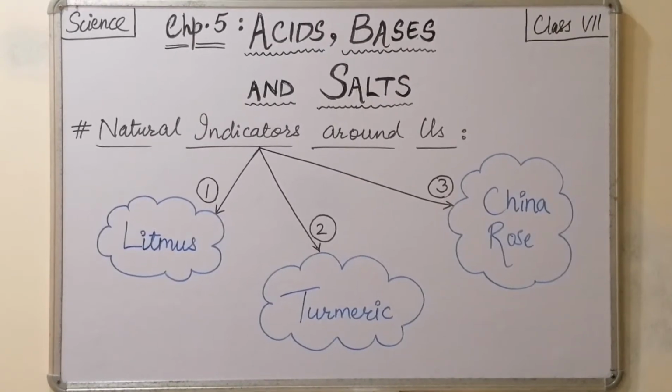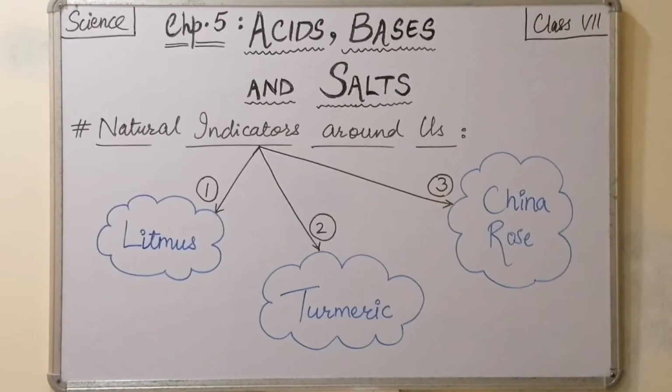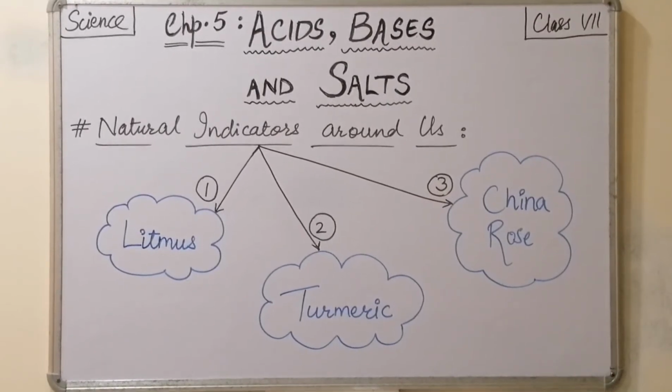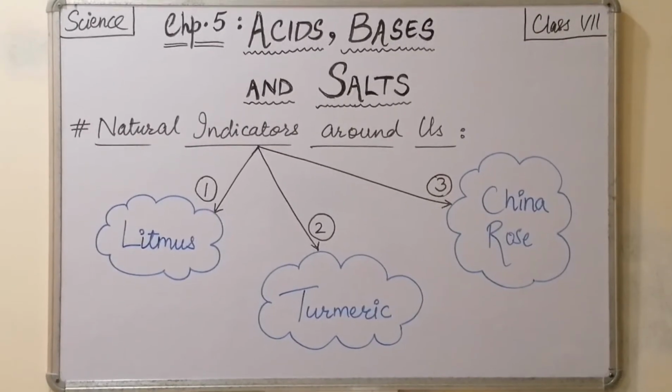There are different types of natural indicators which are present around us. These indicators, being natural, first made us realize the difference between acids and bases and how we can categorize some substances as acidic and basic. So the three natural indicators which we are going to learn in this chapter are litmus, turmeric and China rose. So first we will move on to the litmus indicator.